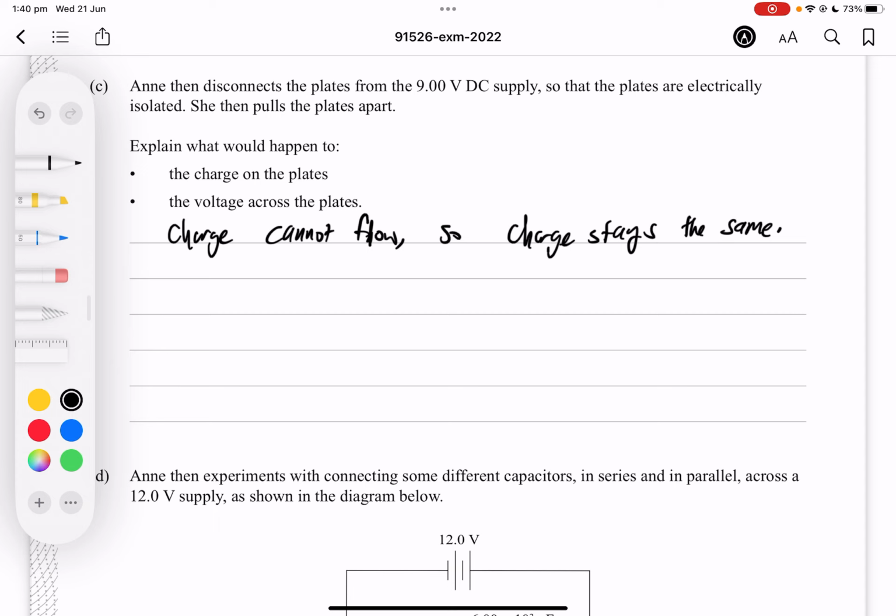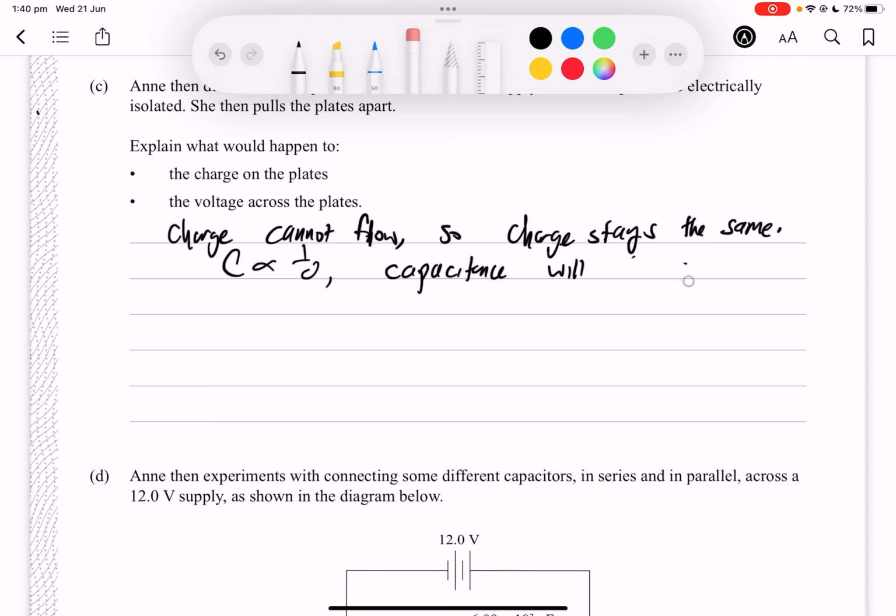And in terms of increasing the distance, assuming the area stays the same, we know that C is proportional to 1 over D. So increasing distance will decrease the capacitance, so capacitance will decrease. Very messy writing, apologize. Let me try again. So capacitance will decrease, and we know that charge is equal to the capacitance times the voltage. So therefore, in this case, the charge is staying the same, but we're decreasing the capacitance, so therefore the voltage will be increased.